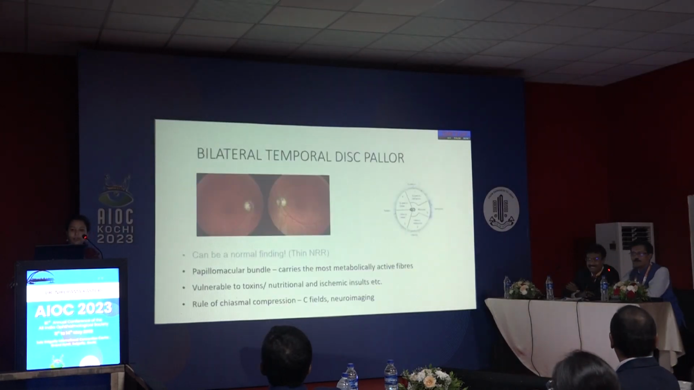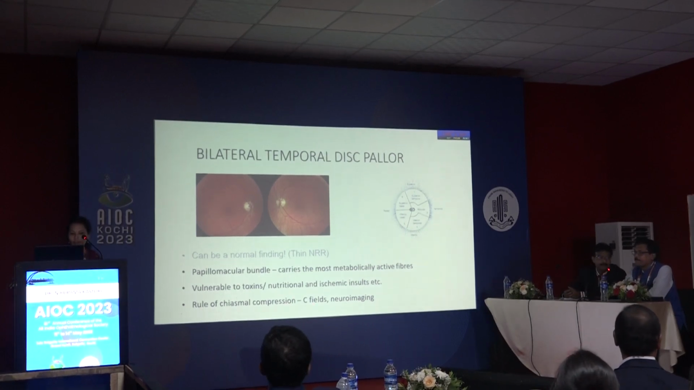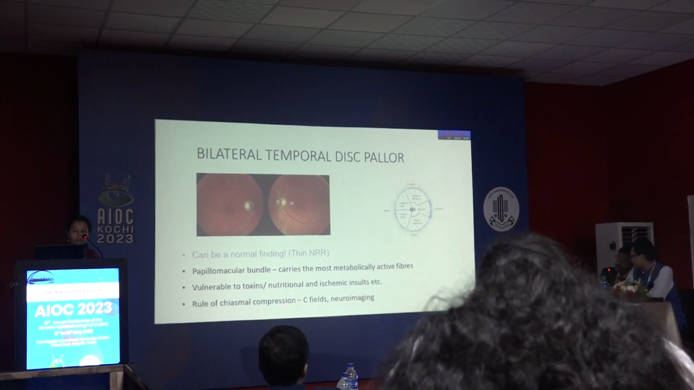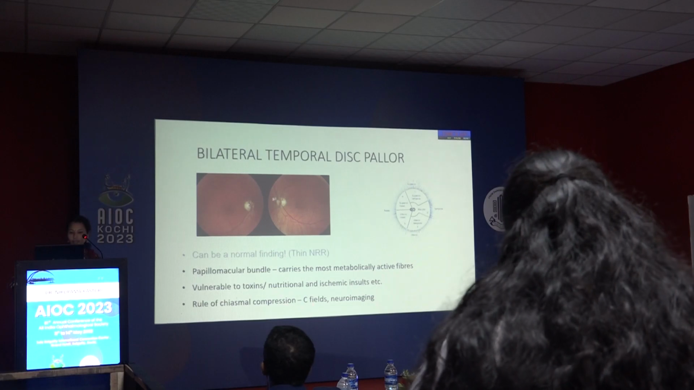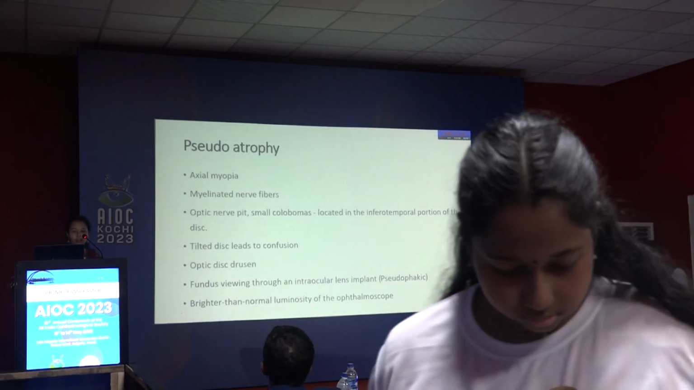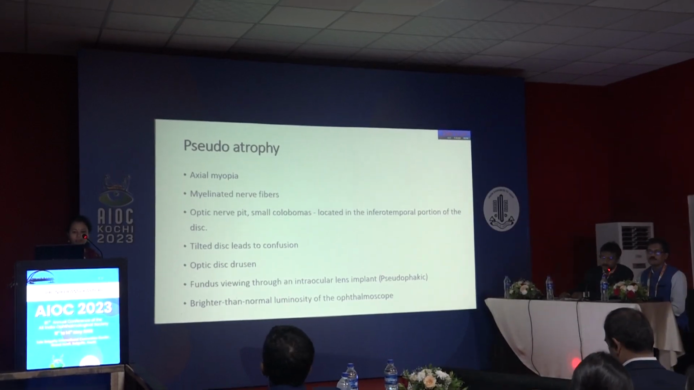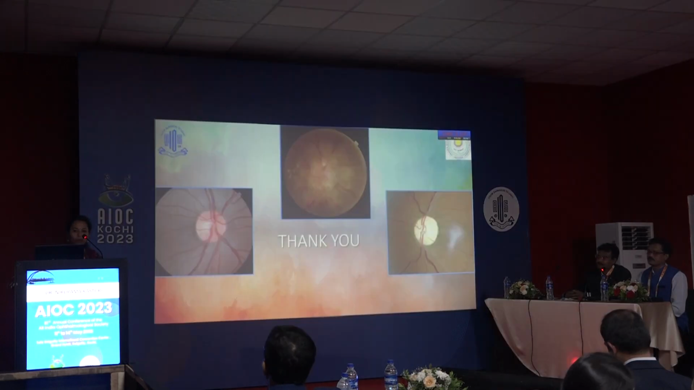Bilateral temporal disc pallor can be a normal finding, but because it is due to the papillomacular bundle coming to the temporal disc, it should be kept in mind for toxic etiology. And also remember, pseudopallor can occur in high myopes or also sometimes in optic disc pits or disc drusen. And finally, the comprehensive evaluation and treatment is a key approach to optic disc pallor.